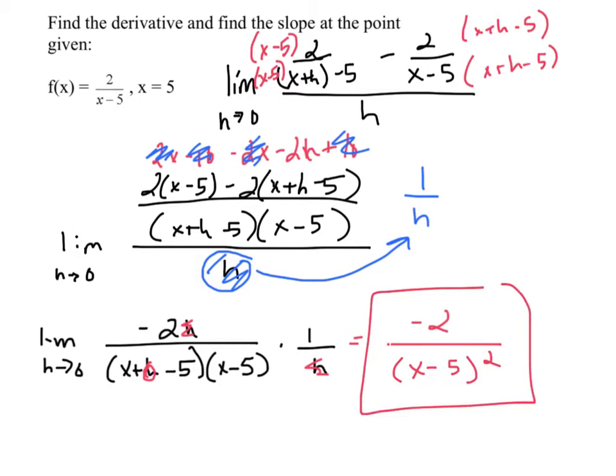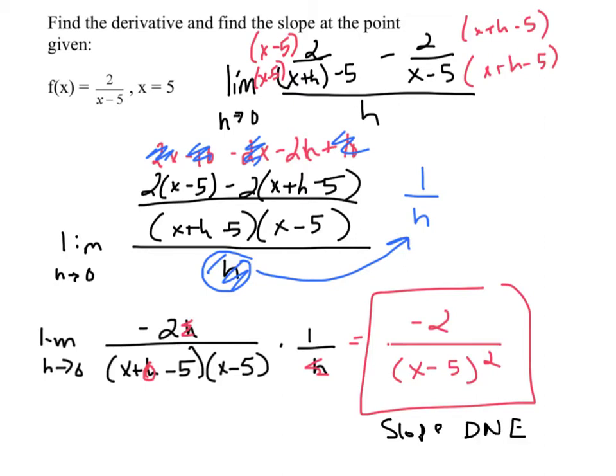Now it says find the slope at the point given. They've given us 5. Well, you plug in 5 here and you can't do it. You get negative 2 over 0. The slope does not exist there. Okay, I'm just going to make a little note. Slope does not exist. And you kind of say, well, geez, how did that happen?